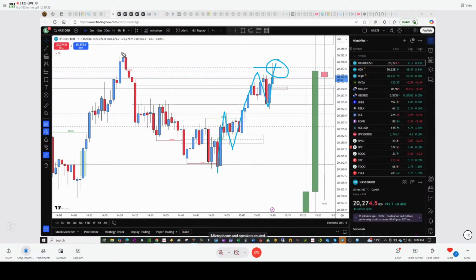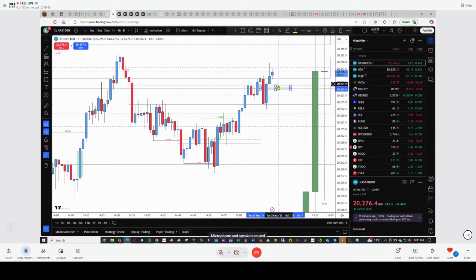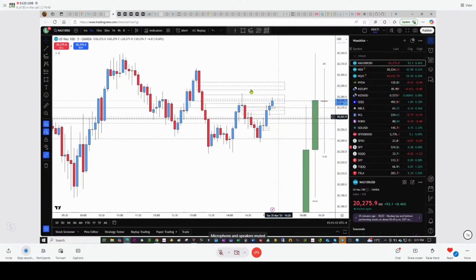So I don't want to see them take this high. So let's see if that's the end of the move now. This can become a resistance fair value gap at this point. So now on the 5 minute, they've come up into this gap. Don't want to see them take this high. And we have one more gap above, but we don't really want to go way up there.